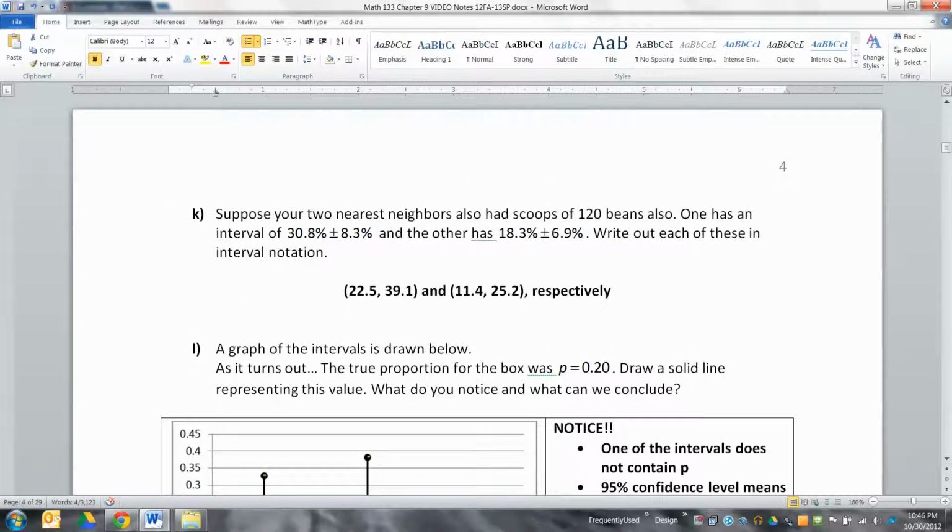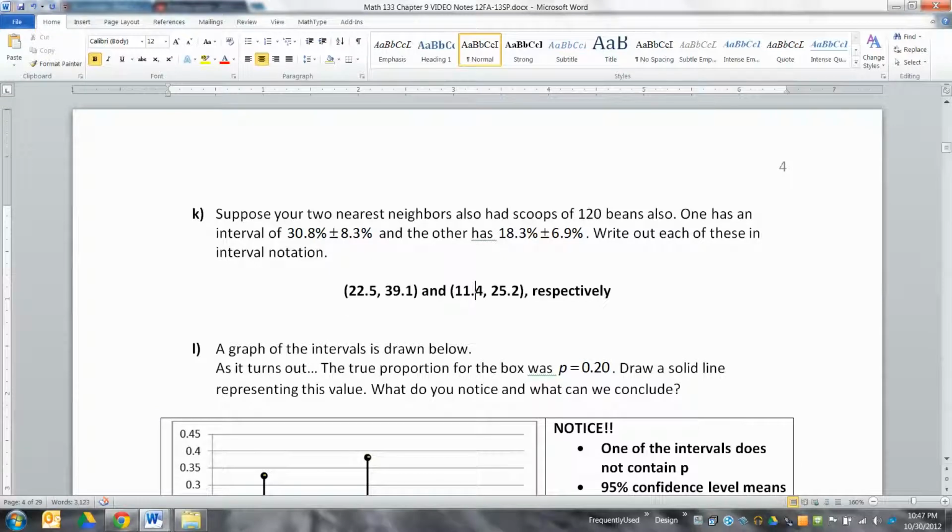All right. Now, suppose when you were magically pulling scoops from the bead box, you had people next to you and they also pulled scoops. Person number one had 30.8% plus or minus 8.3%, and the other had 18.3 plus or minus 6.9. The first thing you've got to do is write that out in interval notation. How did I get these numbers? I took 30.8 plus 8.3, that gets you 39.1, and then I took 30.8 minus 8.3, and that gets you 22.5. Then I do it again over here, 18.3 plus 6.9, 18.3 minus 6.9.